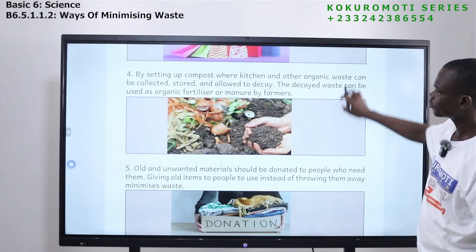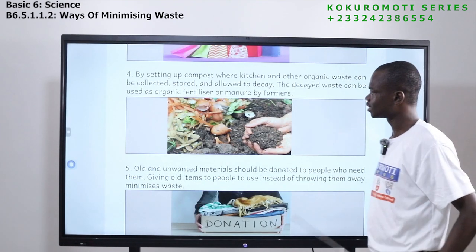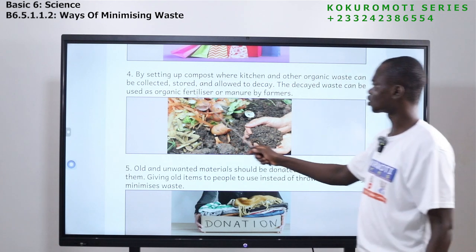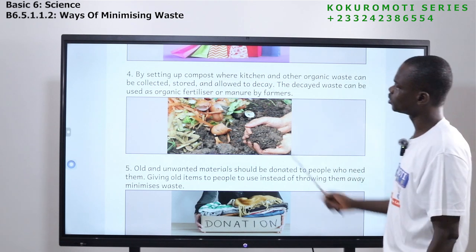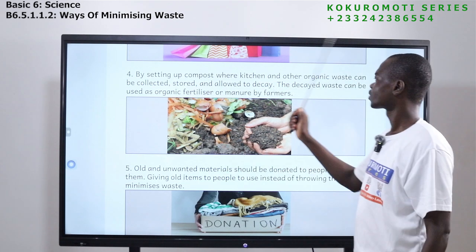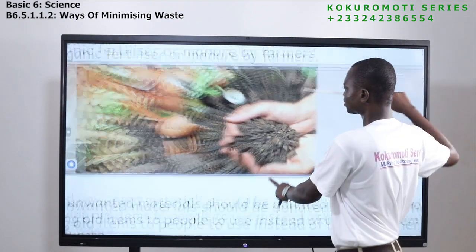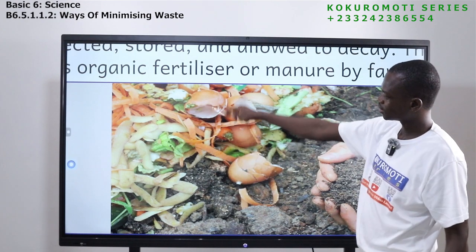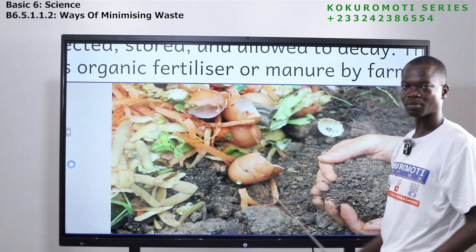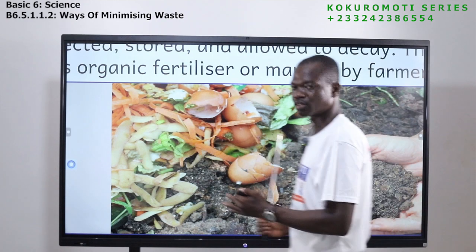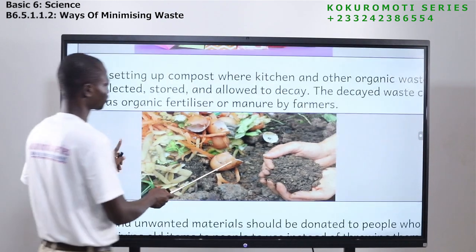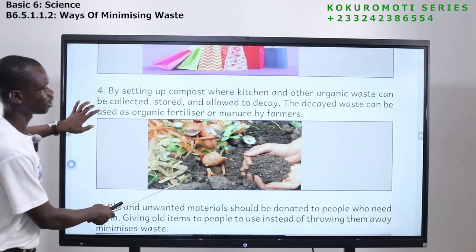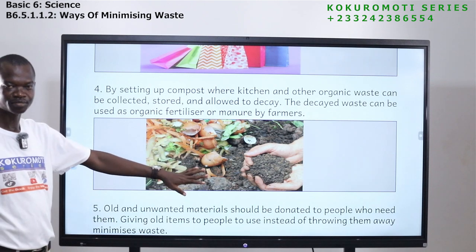The next way to minimize waste is by setting up compost where kitchen and other organic waste can be collected, stored, and allowed to decay. The decayed waste can be used as organic fertilizer or manure by farmers. So if you look at this place, look at the shells of the egg, look at this vegetable, the waste. You don't just throw them away. You can use it to form organic what? Fertilizer. And you use this for your farming activities. You use it as fertilizer.